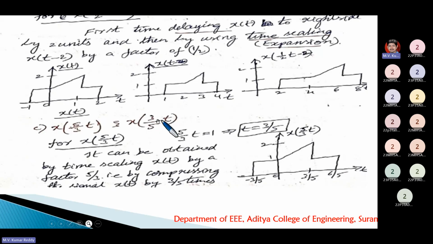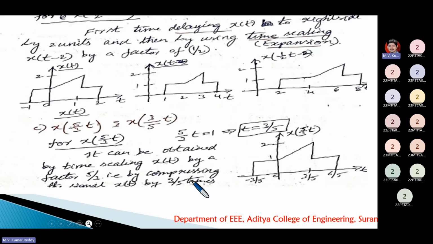Now what do we have to do? We have to equate it to 1. Now what is the value of t? 5 by 3. Okay, so every value should be multiplied with 5 by 3. But here we have to write that it is time scaling of x of t by a factor of 5 by 3, that is by compressing the signal. This is written for the first one: compressing the signal x of t by 3 by 5.